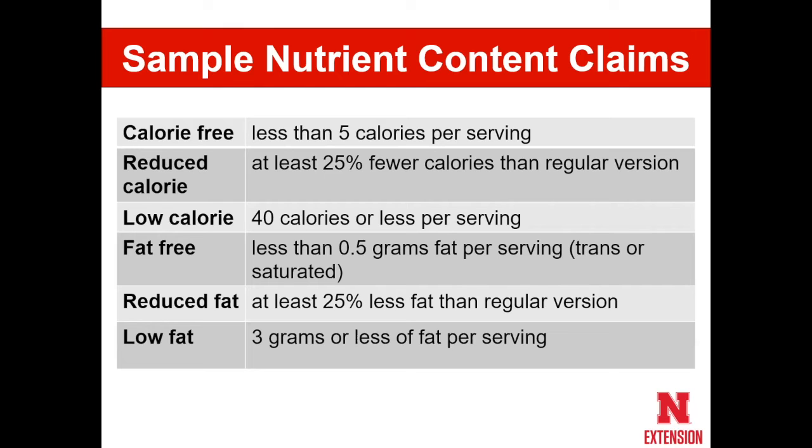Reduced calorie, if you find that on a food label, will refer to foods that have 25% fewer calories than the original version of a food product. So that might be an example. Let's say you're buying something like cookies or ice cream. If it has the ingredients modified and they have 25% fewer calories, they can legally put on their labels that it provides reduced calories.